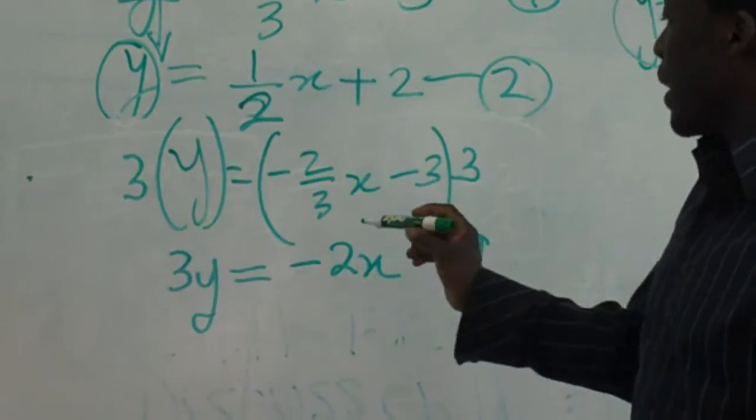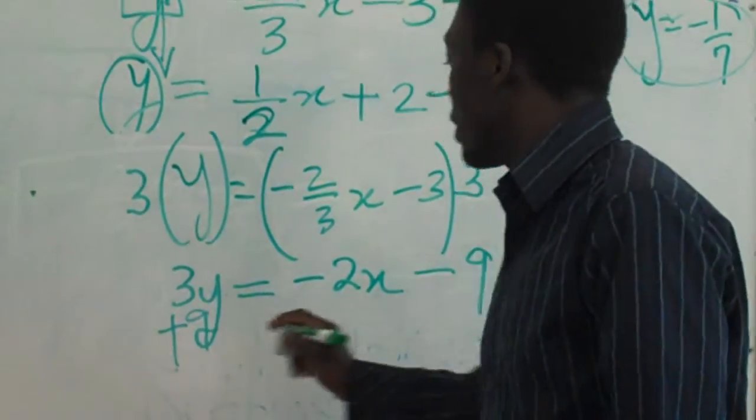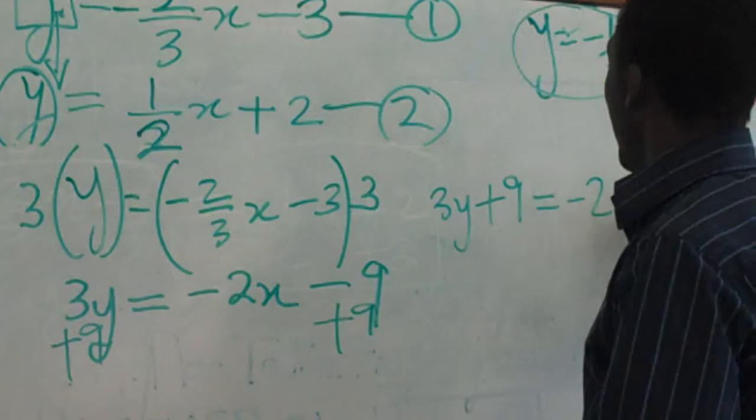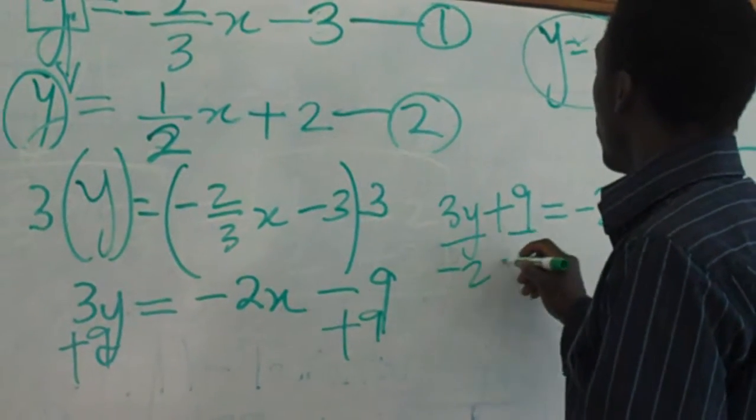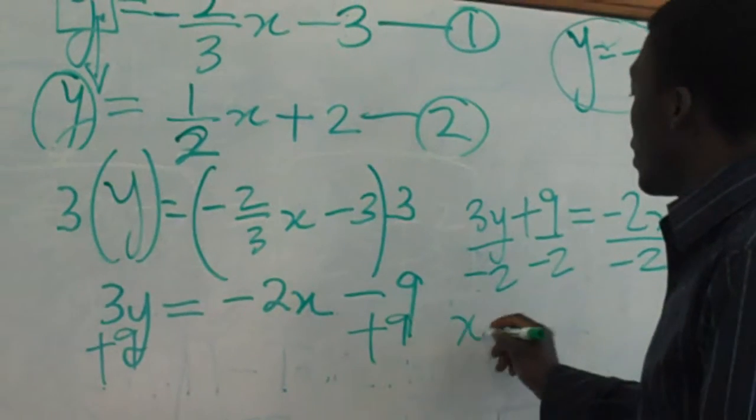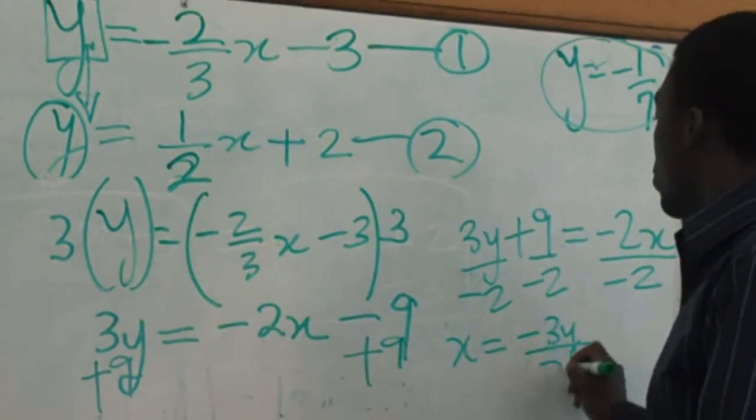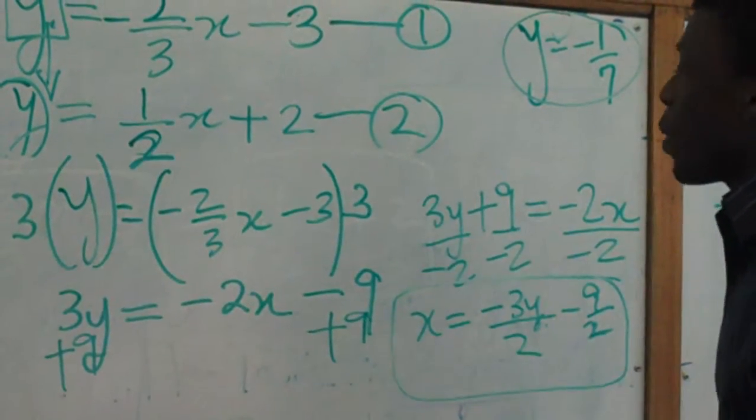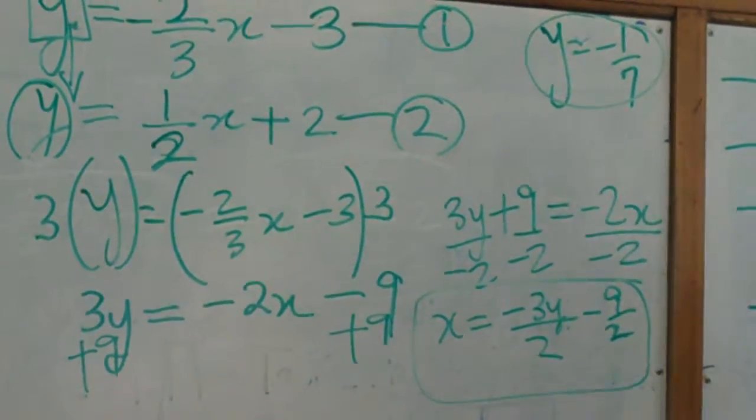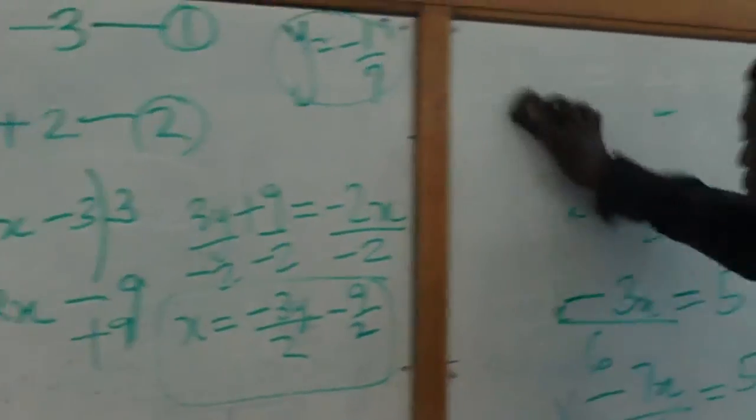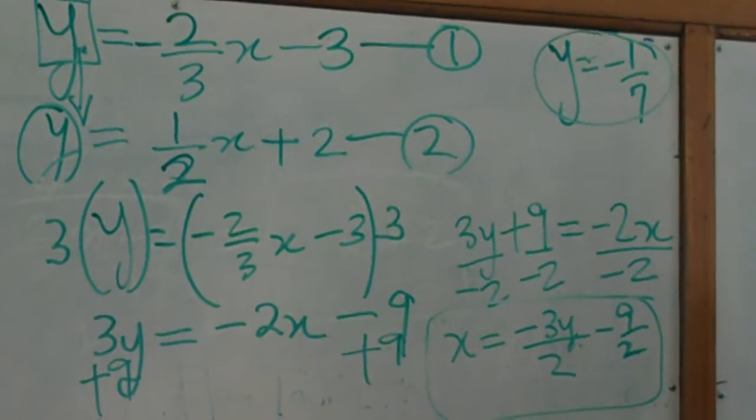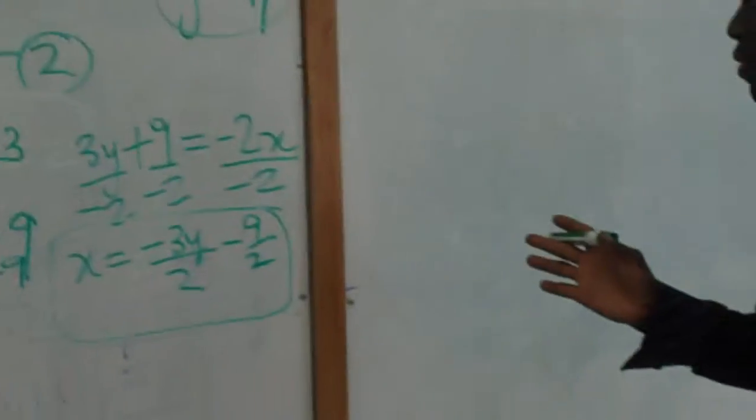The next step is to add 9 to both sides. So we get 3y plus 9 is equal to minus 2x. And then we can divide everything by minus 2. And so we get x is equal to minus 3 over y over 2 minus 9 over 2. We take that and plug it in for our x in equation 2. In equation 2, we take this value that we found for x and we're going to plug it in.